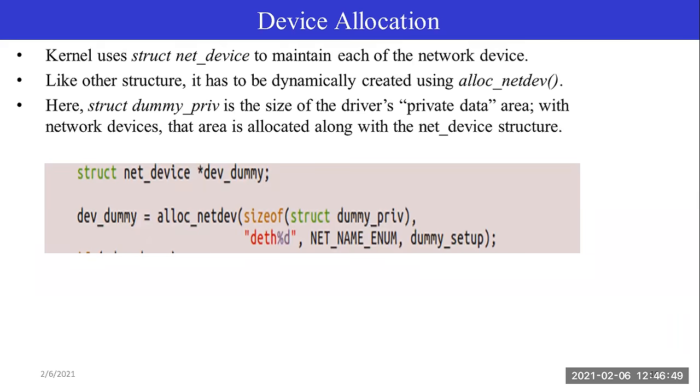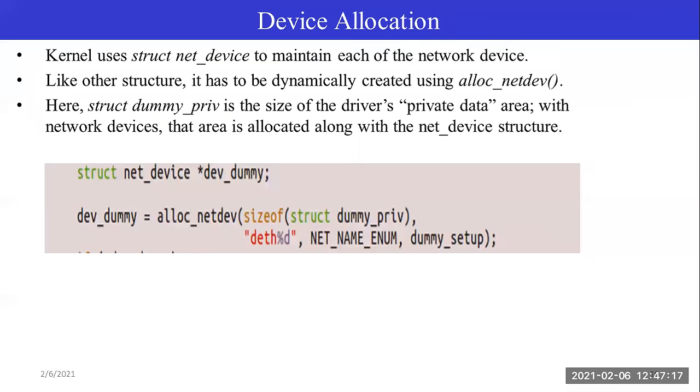But if you are planning to use this, then you need to allocate some memory in the net device structure itself. So that is why I am just passing the size of my private data structure in the alloc net dev, so that whenever my network device is created, this additional memory will also be created there.